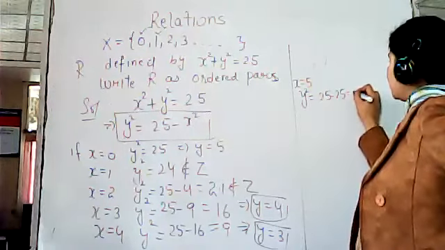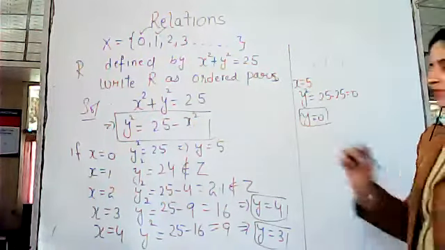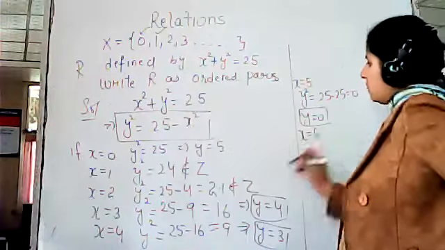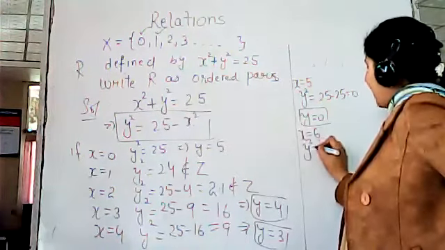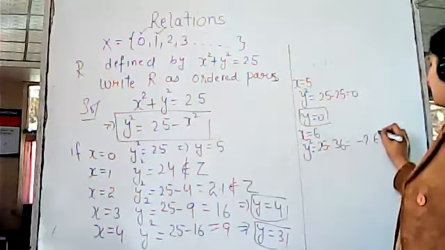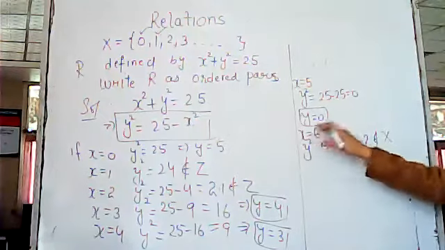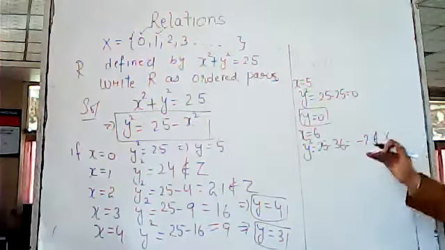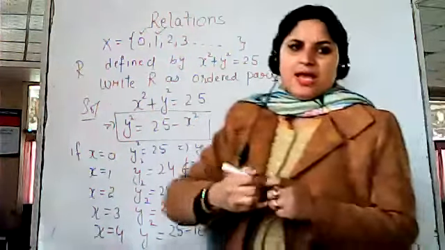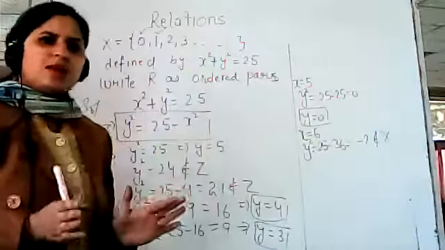Okay, the next is if x is equal to 5, then y square is equal to 25 minus 25, which is equal to 0. So the value of y is 0. If I have taken x is equal to 6, then what is y square? 25 minus 36 is a negative number which doesn't belong to set X. So after this value, all the values of y will be negative. It means we don't have to do anything after this, your process is terminated.